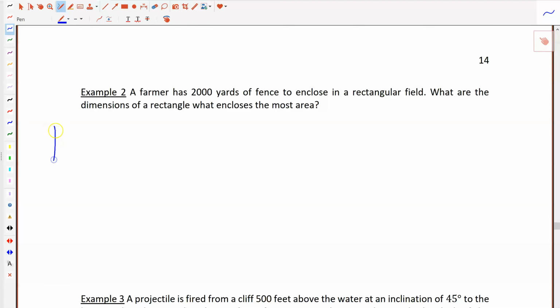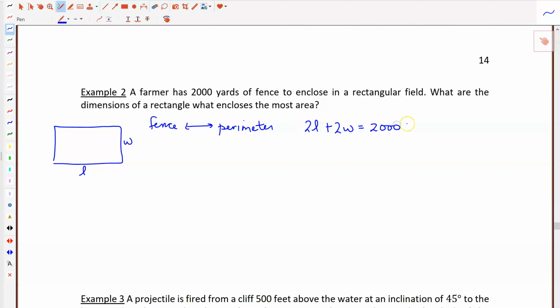So it's always good to maybe start off with like a little picture of what's going on. So here's my rectangular field. All right, so here would be the length of the field, and here would be the width of the field. And this idea about this fence is going to connect geometrically to the idea of perimeter. Okay, so then we know that the perimeter of this rectangle needs to be 2,000. So the perimeter of a figure, you're just going to add up all the sides. So for this rectangle, I'm going to have 2 of the length sides plus 2 of the width sides, and I want that to total to my perimeter, which is my 2,000.